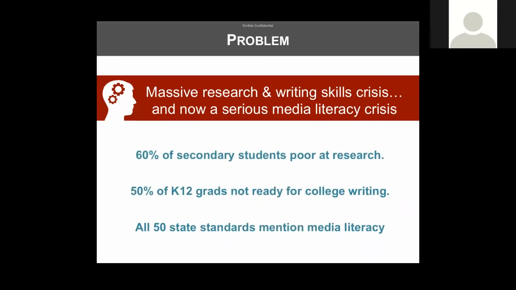Some of these trends have been recognized in a variety of ways. It's been pretty well documented that unfortunately a lot of our students in secondary grades are poor at doing online research. Many of our high school graduates are not ready for college level writing. And what's now become really interesting is that a lot of media literacy and digital literacy language has been mentioned in a variety of state standards across the country.